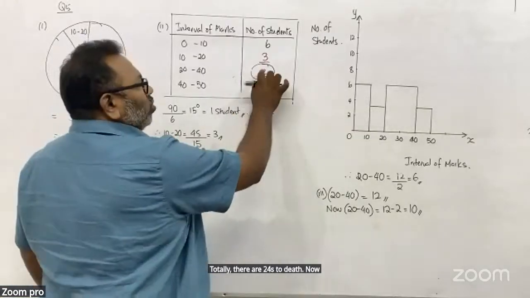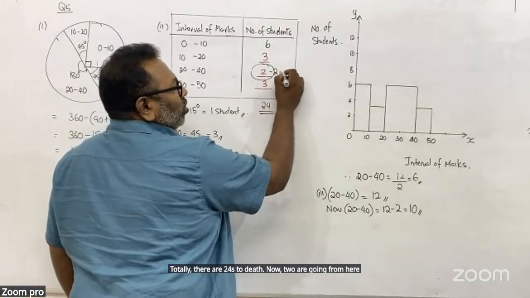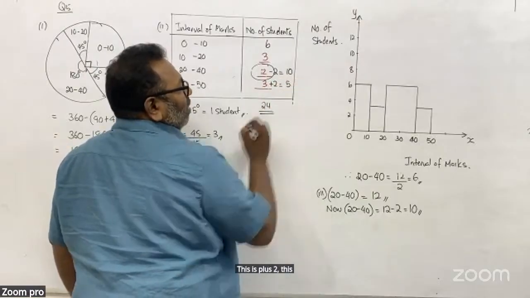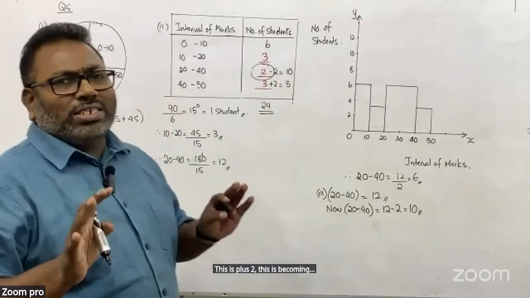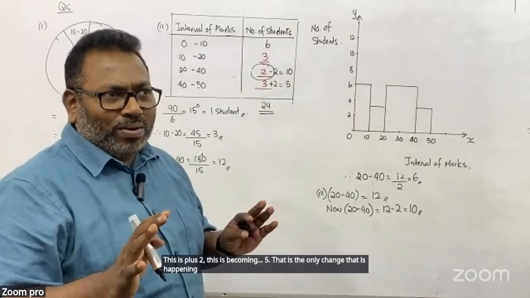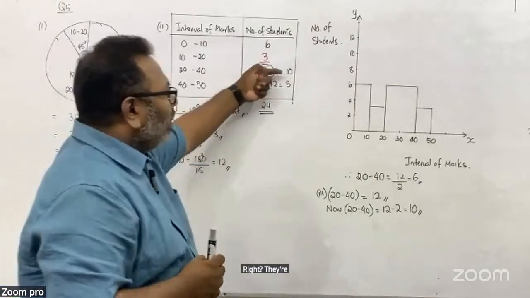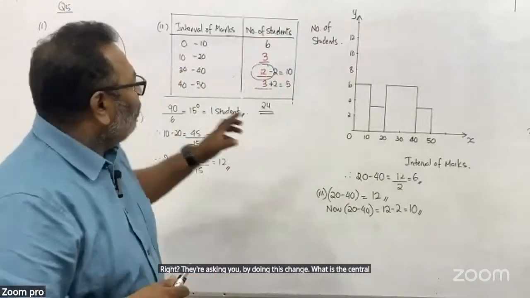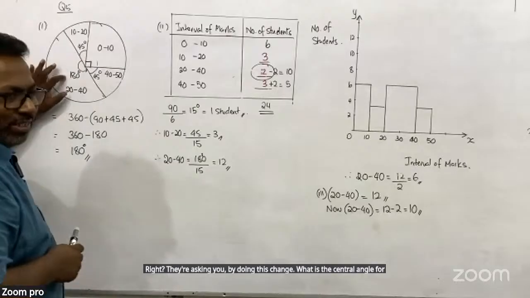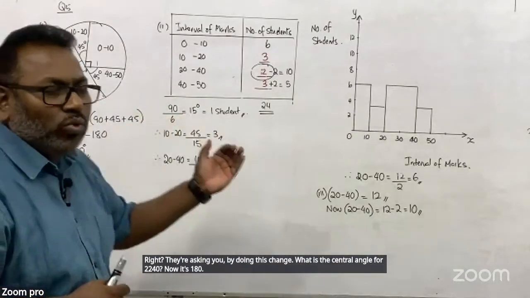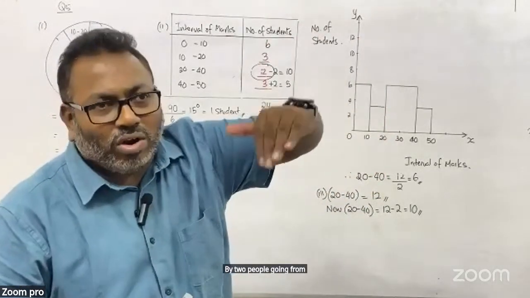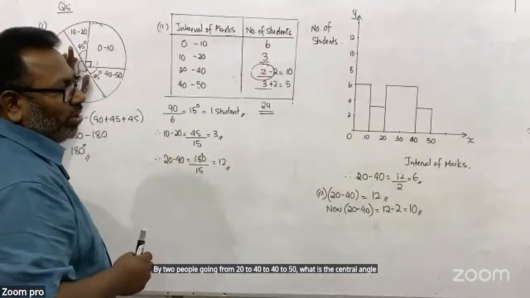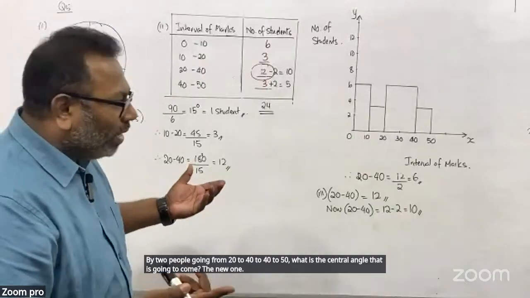Now 2 are going from here. Minus 2, this is becoming 10. This is plus 2, this is becoming 5. That is the only change that is happening. Right? They're asking you, by doing this change, what is the central angle for 20 to 40. Now it's 180. By 2 people going from 20 to 40 to 40 to 50, what is the central angle that is going to come? The new one. So what do we need to do?